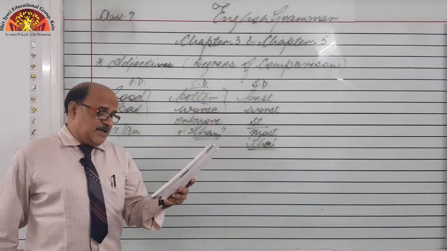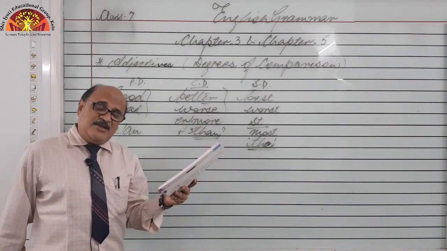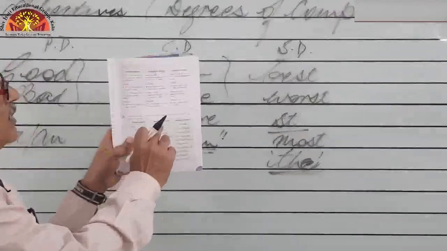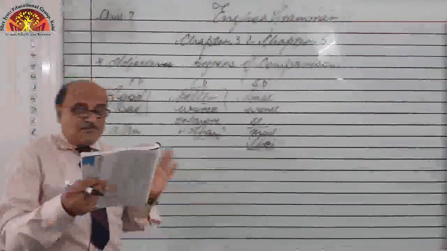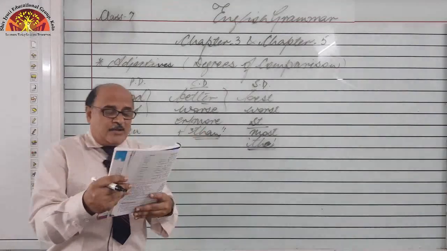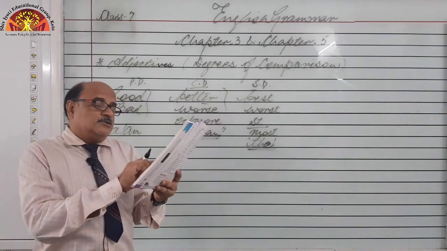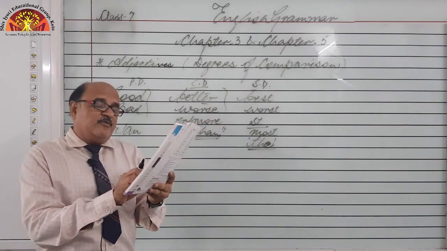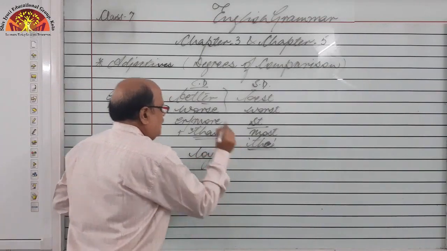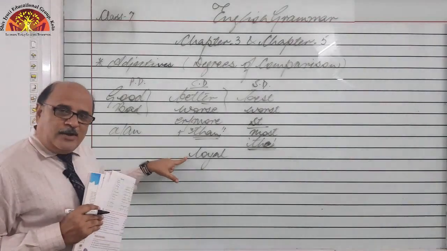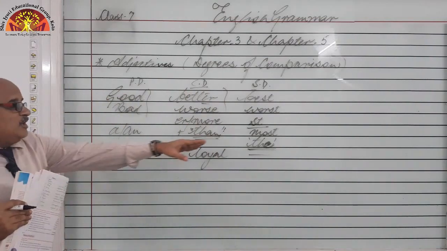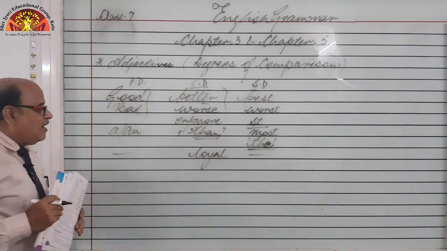Yeah, see exercise, page number 11. Just get ready. 3 columns have been given: positive degree, comparative degree and superlative degree, right? And some blank spaces have also been given to you to practice for yourself, right? So in sentence number 2, column 2 has been given: more loyal. Let's see. Loyal means comparative degree, and we have been asked to fill these 2 columns, first and third column, on our own.